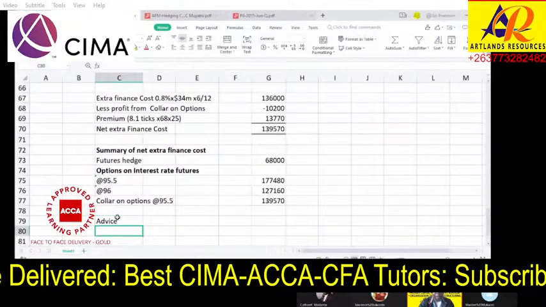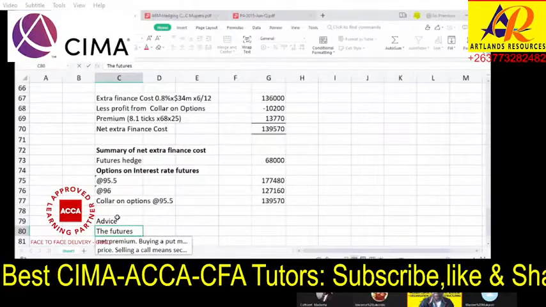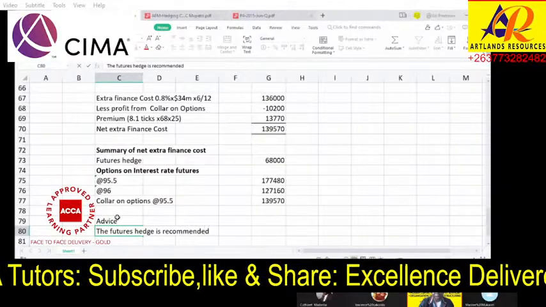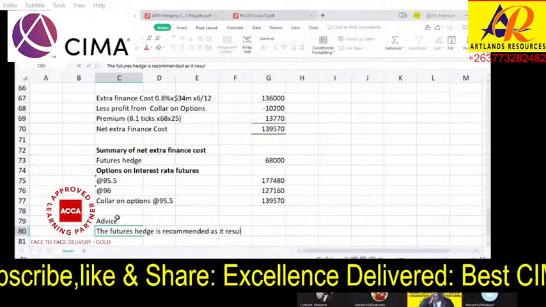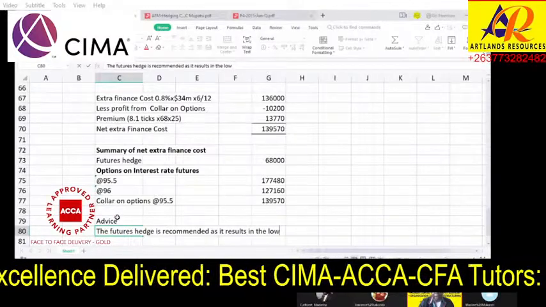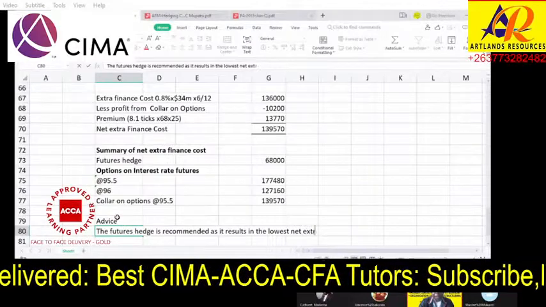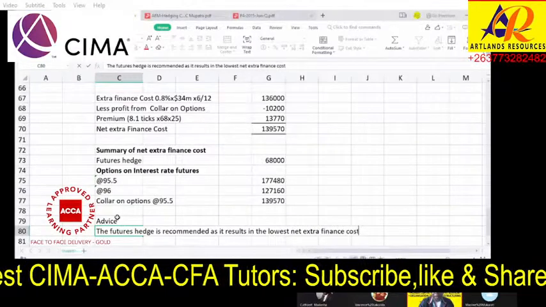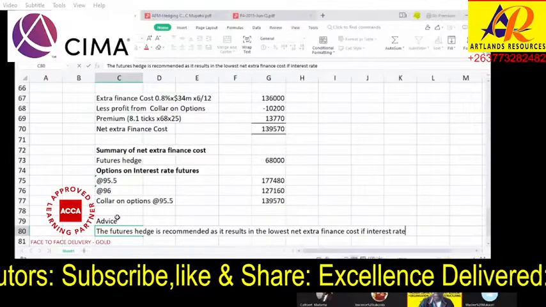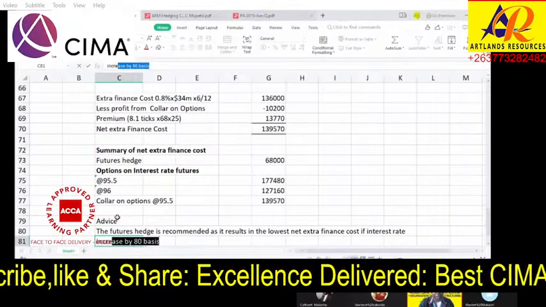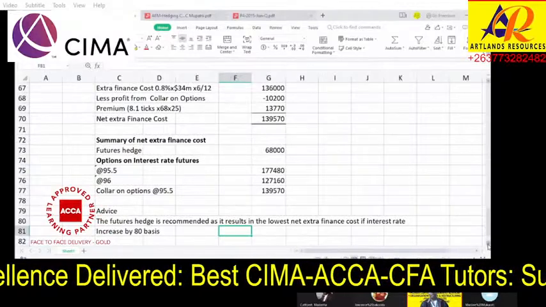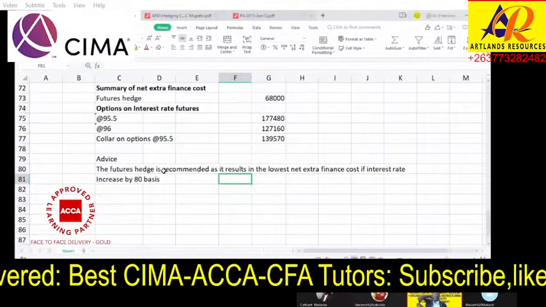advice, and say the futures hedge is recommended as it results in the lowest net extra finance cost if interest rate increased by 80 basis points. So you can see the futures hedge is the lowest.